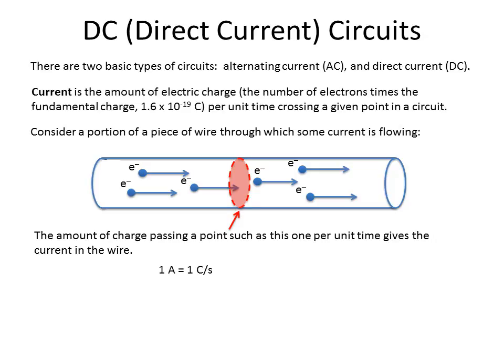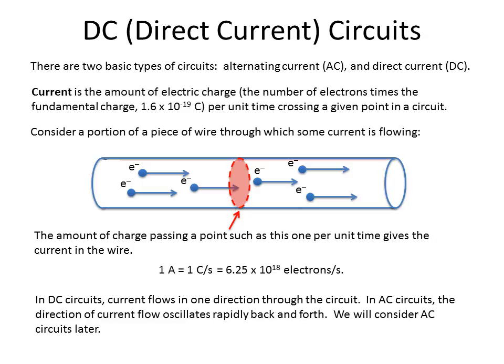And the units of current are the ampere or the amp. 1 amp is equal to 1 coulomb per second. And if we were to convert this into electrons, this is 6.25 times 10 to the 18th electrons per second, which is a lot of electrons.